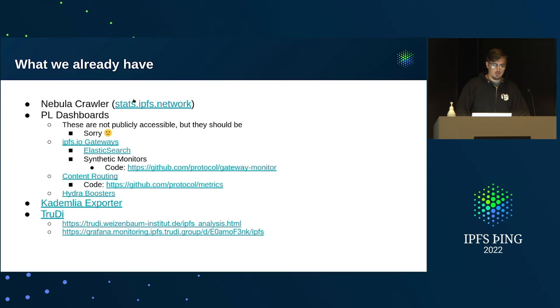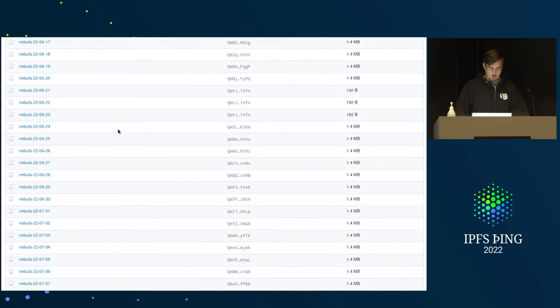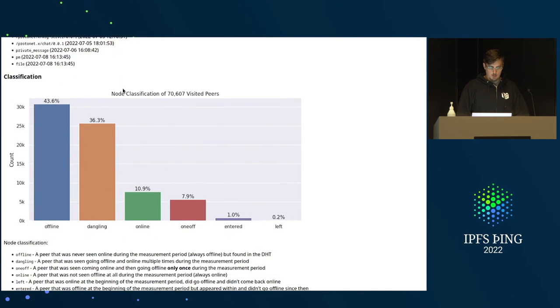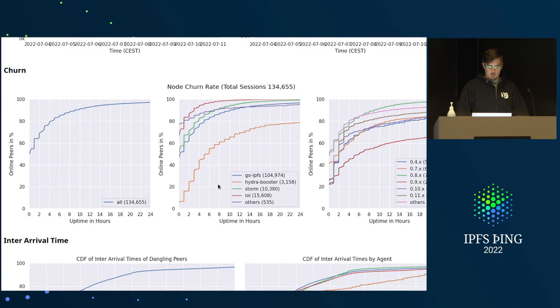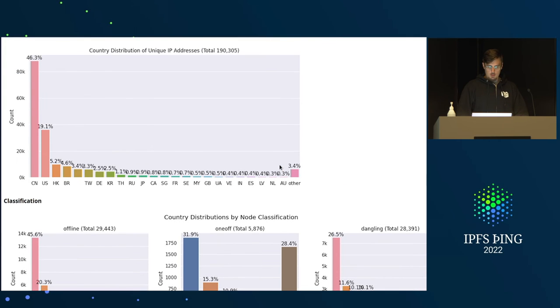I think Dennis has already shown the nebula crawler, but if you go to stats.ipfs.network, there are reports that are generated generally every day that have, let's see if this loads, there we go. Version information about Kubo nodes. Some of them may not be Kubo nodes. We get interesting behavioral patterns, like one-off nodes that appear and then disappear immediately. Churn, these are probably some of the most interesting graphs in this report. And then there's a lot of geographic distribution, where you can see what countries nodes are coming from. So that's one source of metrics that we have.